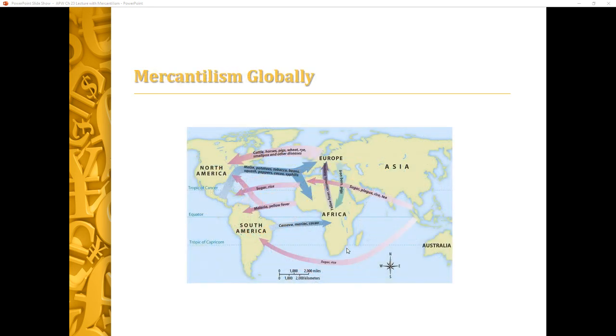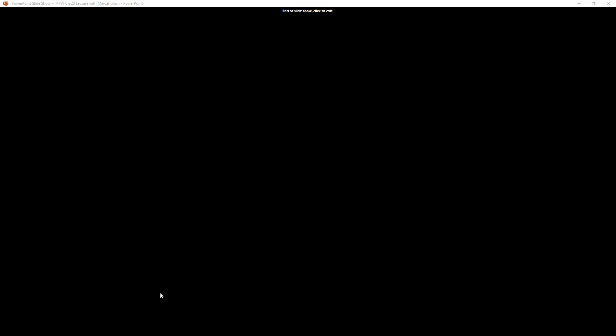And so during this time period, from period 4, this is going to be kind of the natural flow of goods as well. As you can see, how Asia, Africa, the Americas and Europe all deal with each other. And that is an overview of mercantilism.